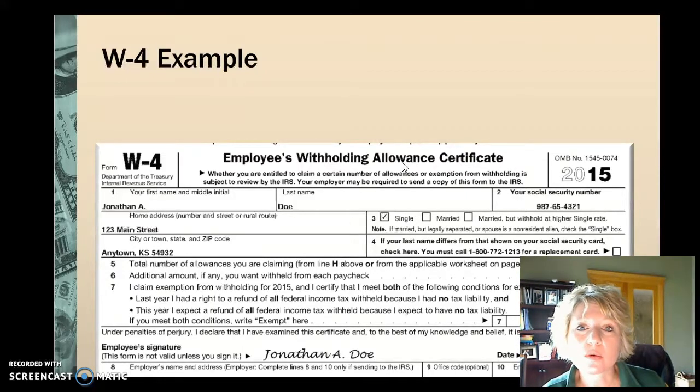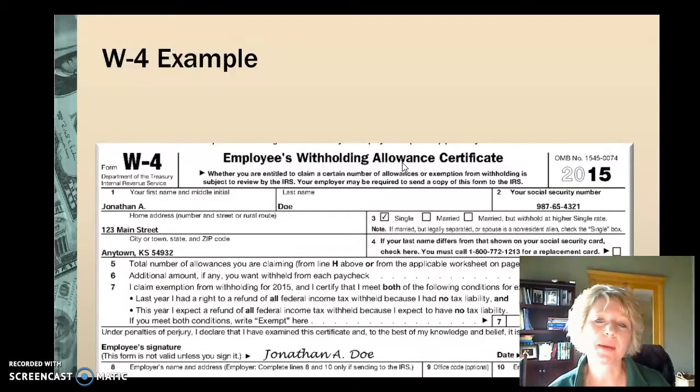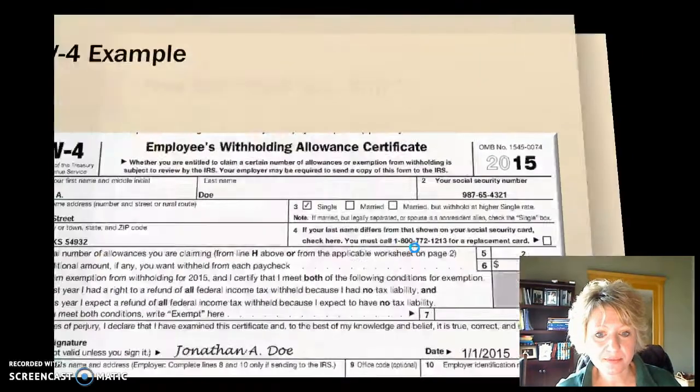These are the number of allowances or deductions that you're claiming off your payroll check. So, for example, on my payroll check, I have 4 allowances, which is 1 for myself, 1 for my husband, and 1 each for our 2 kids. Then once they fill that top form out, they sign and date it.